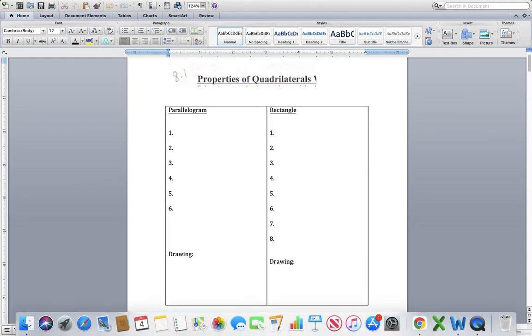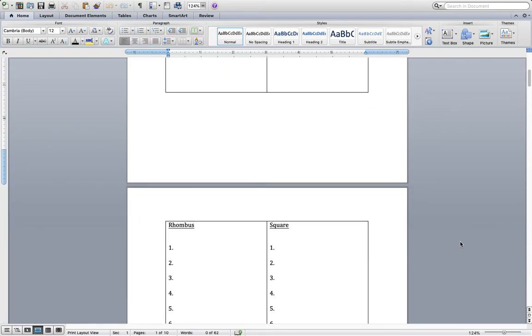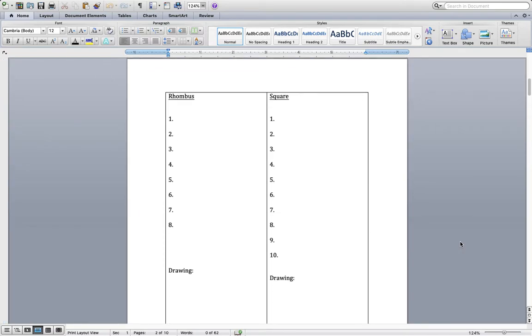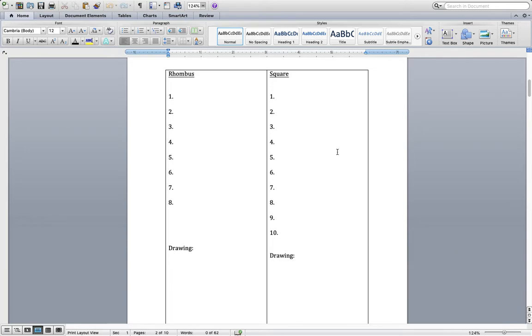And then the second outline you're going to make looks very similar. You're going to put a rhombus on one side next to a square on the other side. You're going to leave 8 spots for 8 rhombus properties and 10 spots for 10 square properties, and then some space for a drawing at the bottom for each of those. So go ahead and pause the video and make that outline as well. That should take at least half a page, maybe a whole page. Just leave yourself some room to take notes, and we'll get started.